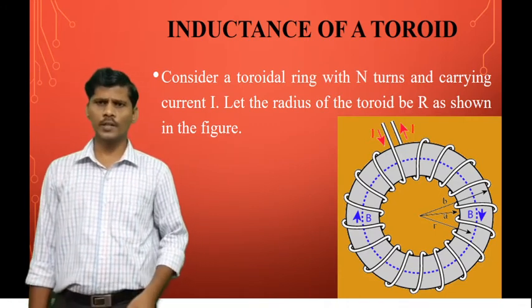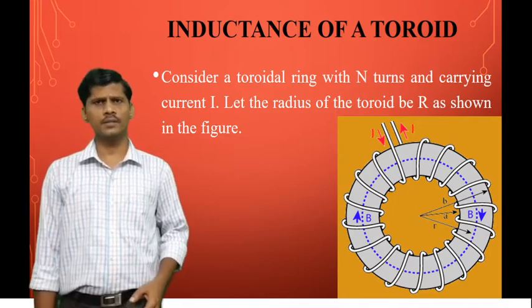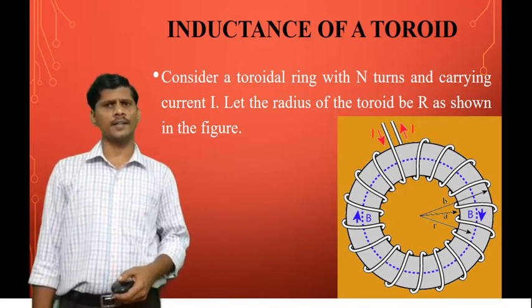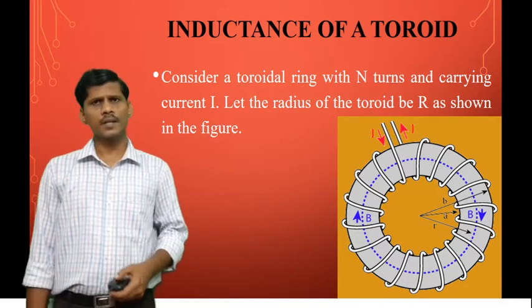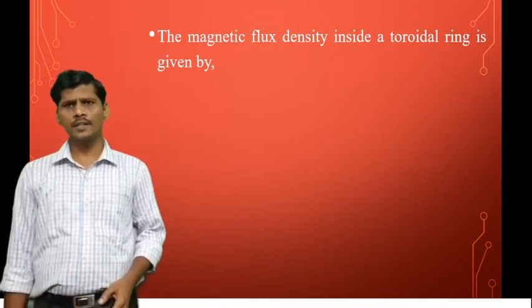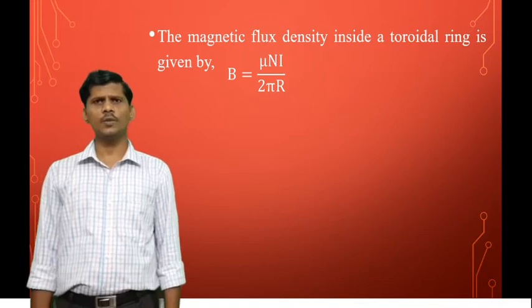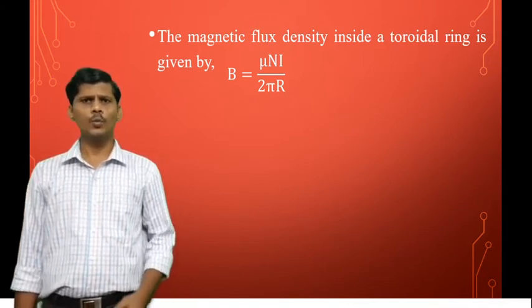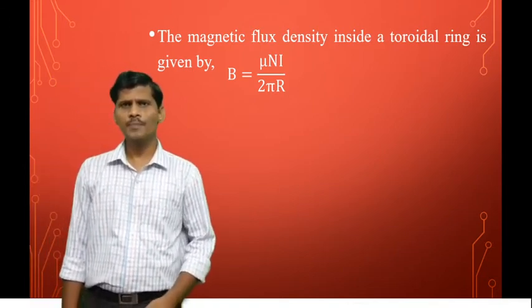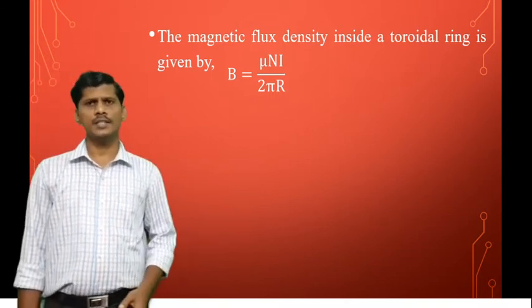So this is the toroidal ring. This toroid has N number of turns and it carries the direct current I amperes. Capital R is the radius of the toroid. The magnetic flux density inside a toroidal ring is given by B = μNI / 2πR. B = μNI / 2πR is the magnetic flux density inside the toroid.